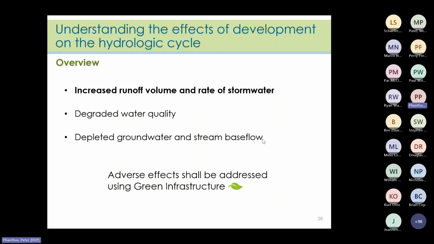Under the current rule, there is a requirement to mitigate these adverse impacts using green infrastructure, which acts to reproduce as closely as possible the natural hydrologic cycle, but more on that requirement later. We'll now address how we mitigate these effects in turn, beginning with the runoff quantity control standards in place to address the increase in volume and rate of stormwater runoff.